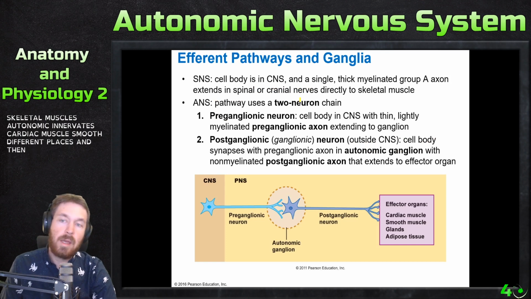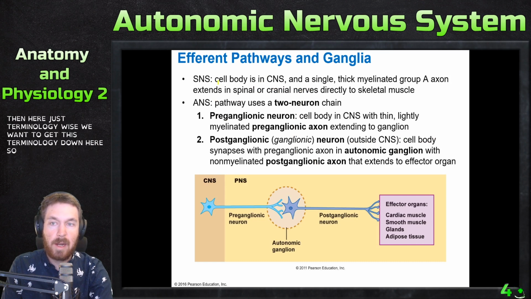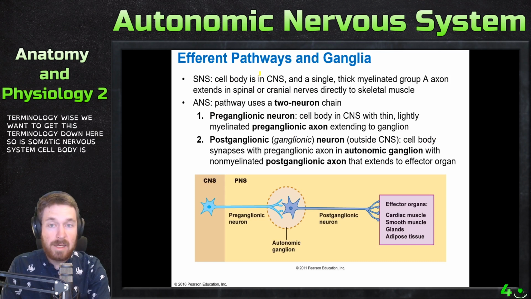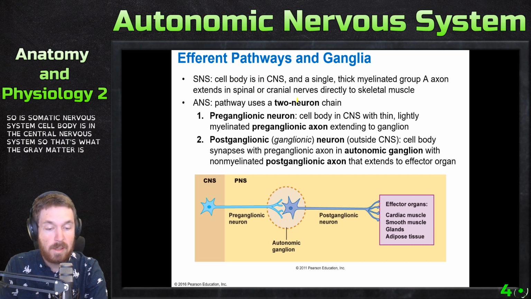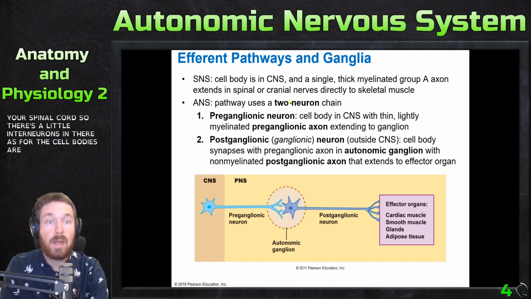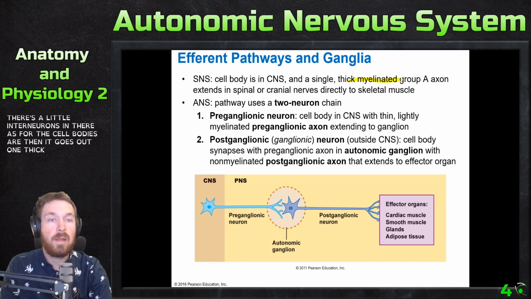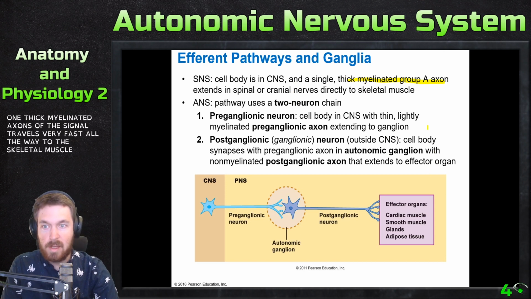And then here, just terminology-wise, we want to get this terminology down here. So somatic nervous system, cell body is in the central nervous system. So that's what the gray matter is in your spinal cord. So there's little interneurons in there. That's where the cell bodies are. Then it goes out one thick myelinated group A axon, so the signal travels very fast all the way to the skeletal muscle it innervates.